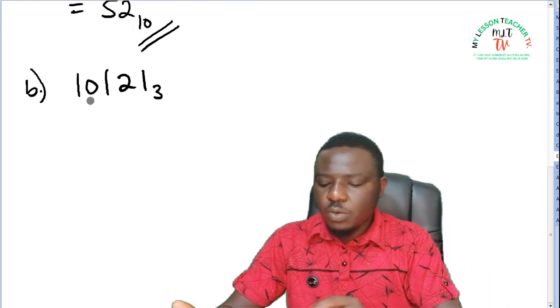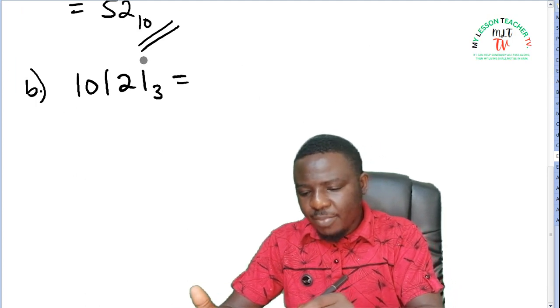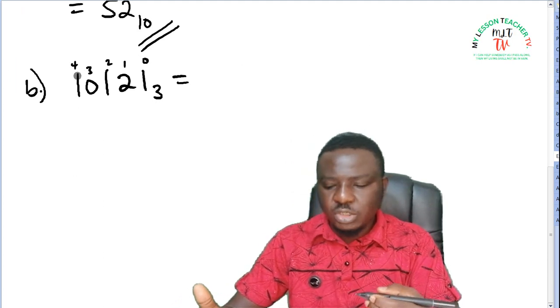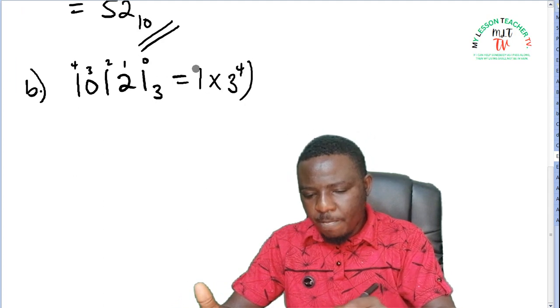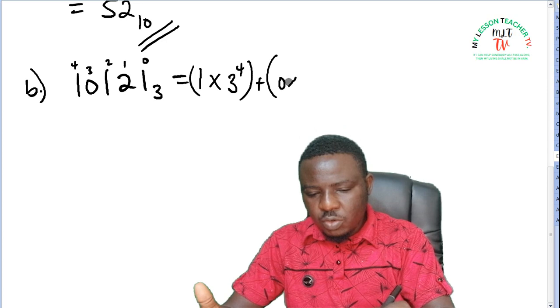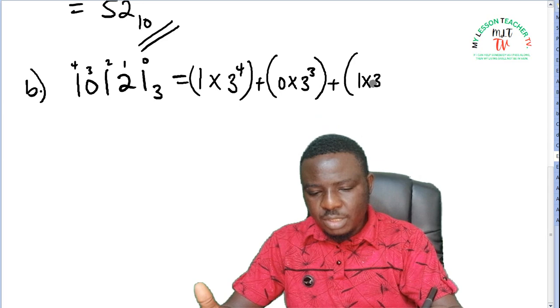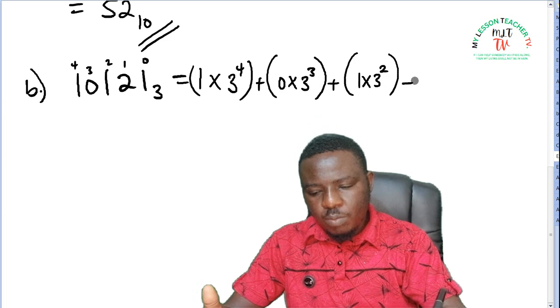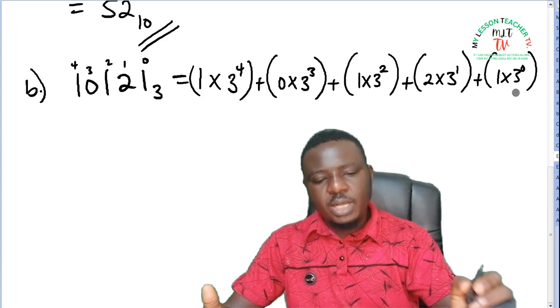B, we are to convert 10121 base 3 to base 10. You also write their place values. This is 0, 1, 2, 3, and 4. Using the expansion method, this now gives us 1 times 3 raised to power 4 plus 0 times 3 to power 3 plus 1 times 3 to power 2 plus 2 times 3 to power 1 plus 1 times 3 to power 0.